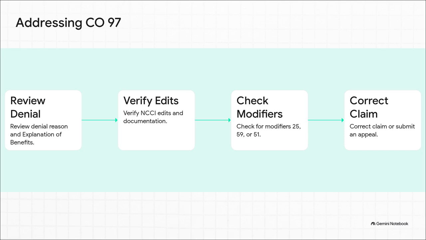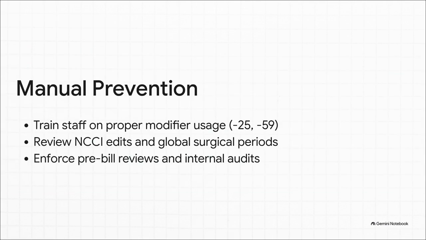Step 1, meticulously review the denial reason and the explanation of benefits to capture those specific RARCs we talked about. Step 2, cross-reference the codes against the National Correct Coding Initiative, the NCCI edits, and verify the clinical documentation. Step 3. Investigate if a modifier is justified. Maybe a 25 for a significant separately identifiable EM service, or a 59 for a distinct procedural service, or even 51. Step 4. Either correct the claim by appending that missing modifier or submit a robust, well-documented appeal citing specific CPT and NCCI policies.